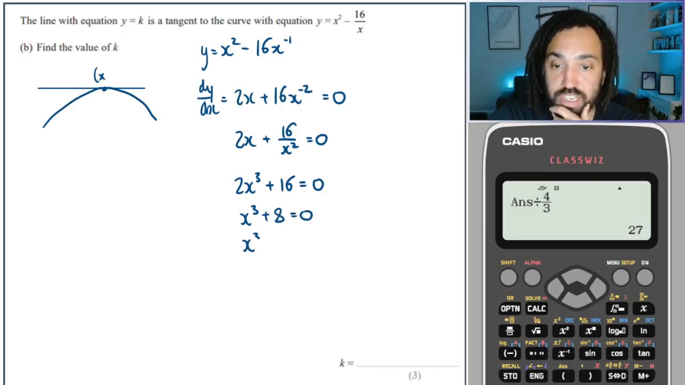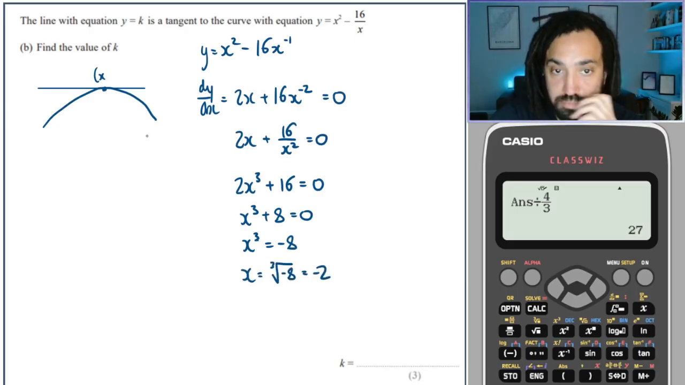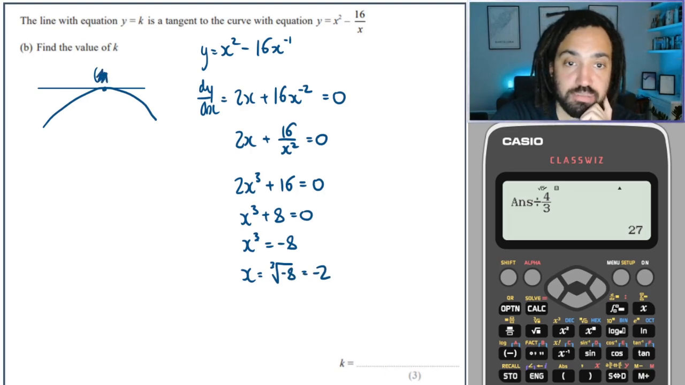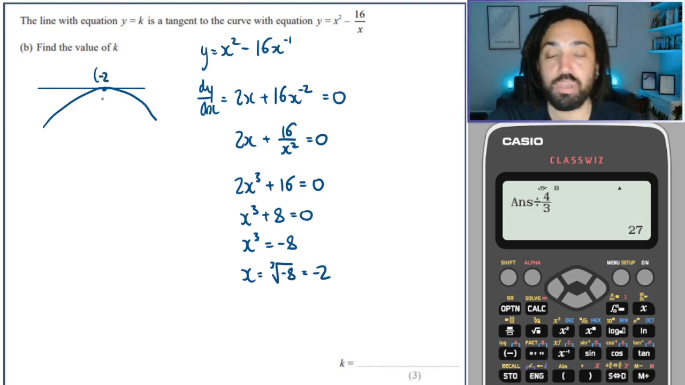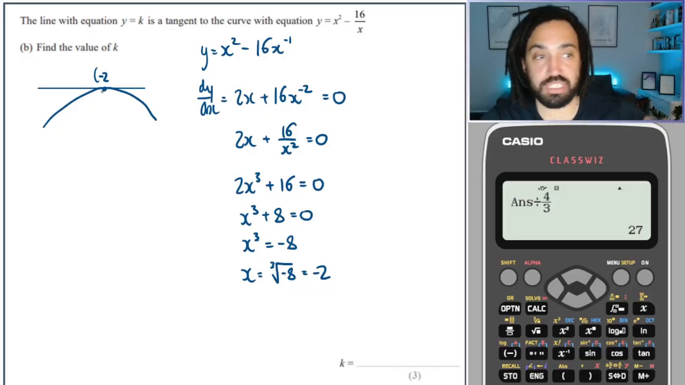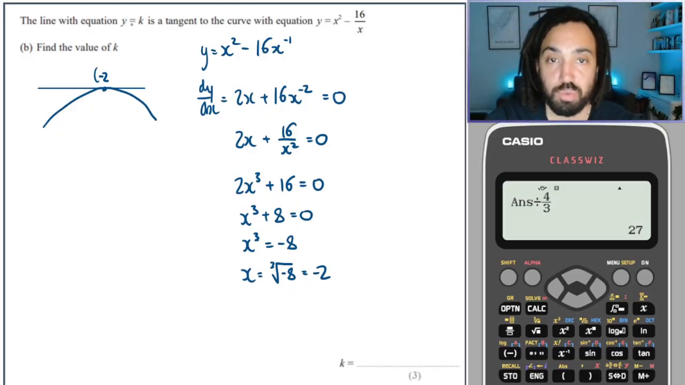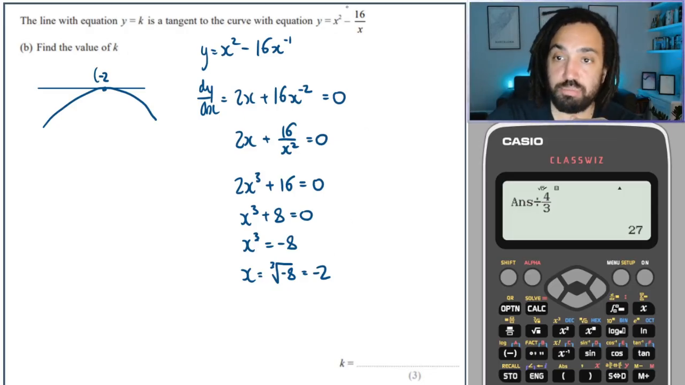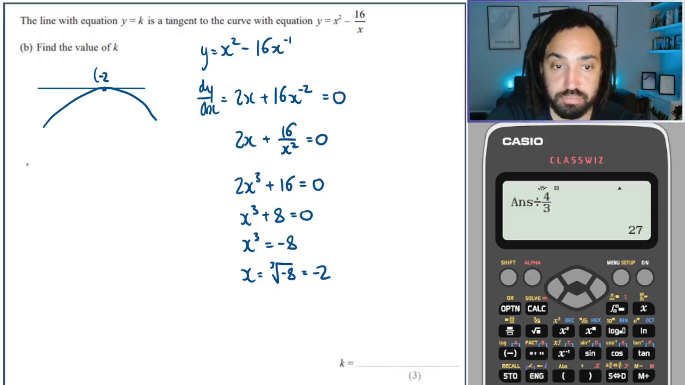We can move the 8 over, and then we can cube root, and the cube root of minus 8 is minus 2. So this x-coordinate is minus 2. But what we want is the y-coordinate, because that will tell us exactly the line, which is the y equals line. So to find the y-coordinate, we need to substitute back into the y equation.